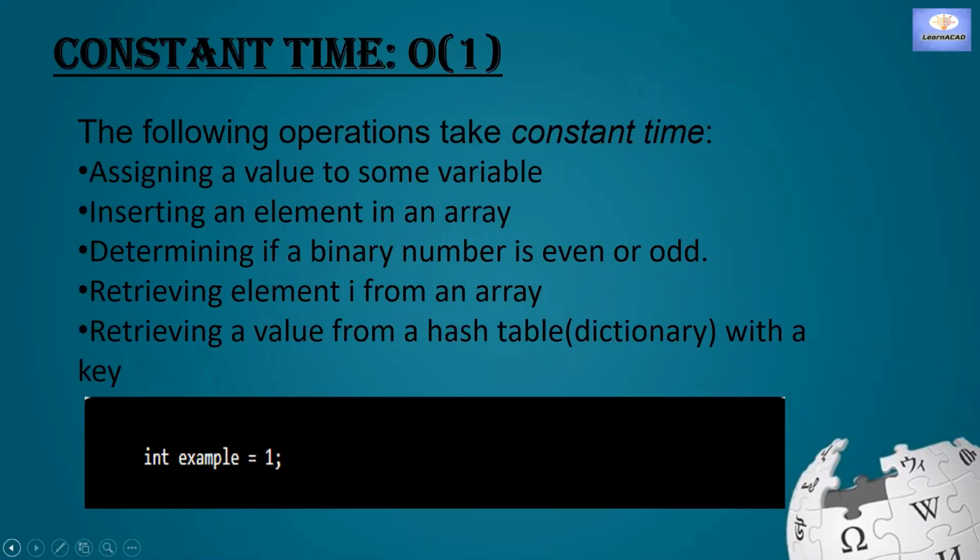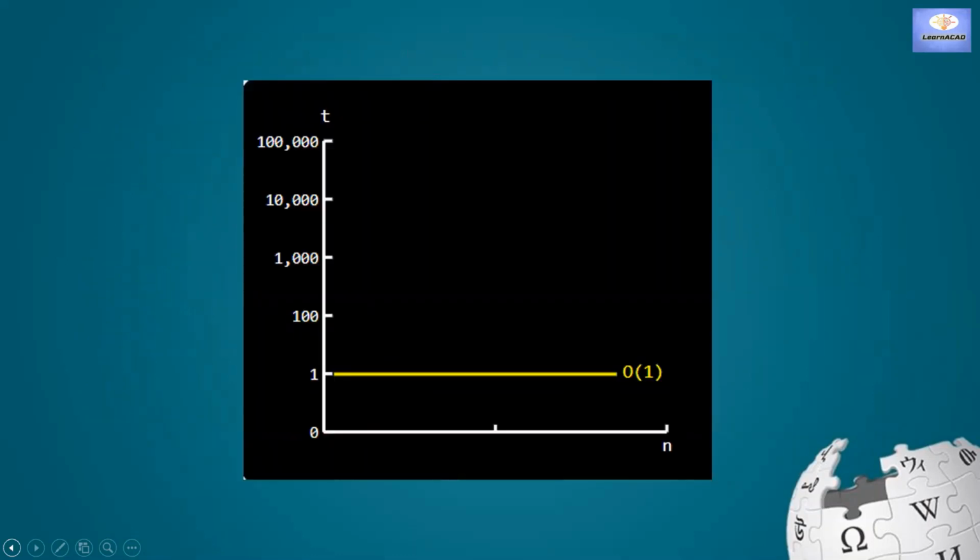Now we will discuss its graph. As you can see in the graph, constant time is independent of input size. Declaring a variable, inserting an element into a stack, inserting an element into an unsorted linked list, all these statements take constant time.